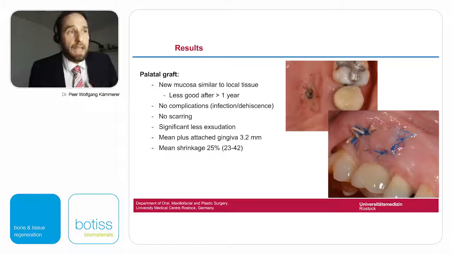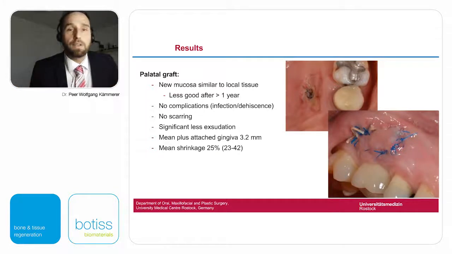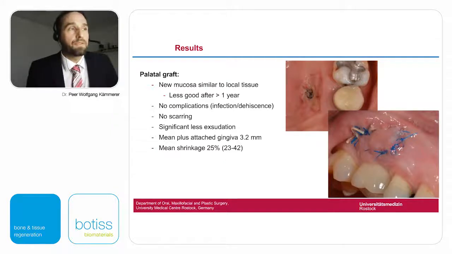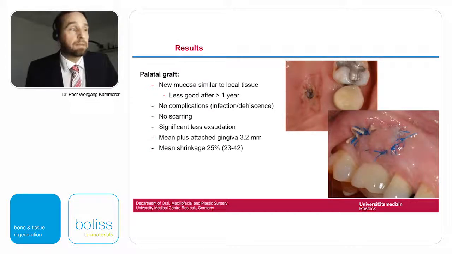Also, there was no scarring in the mouth, of course, because it was taken in the mouth. Significantly less exudation compared to the membrane. The mean plus of attached gingiva was 3.2 millimeters, which is really good. And the shrinkage was also similar to the skin graft, but less than when using the membrane.